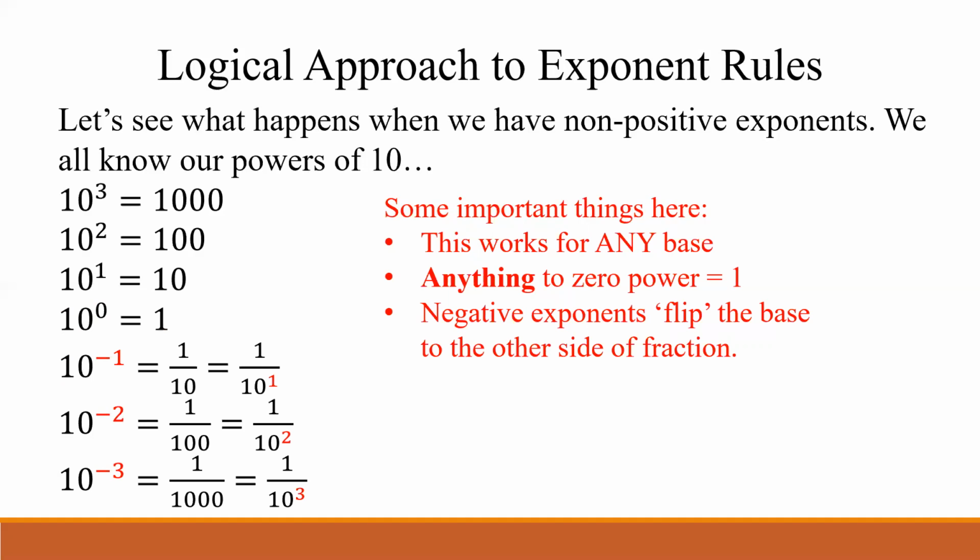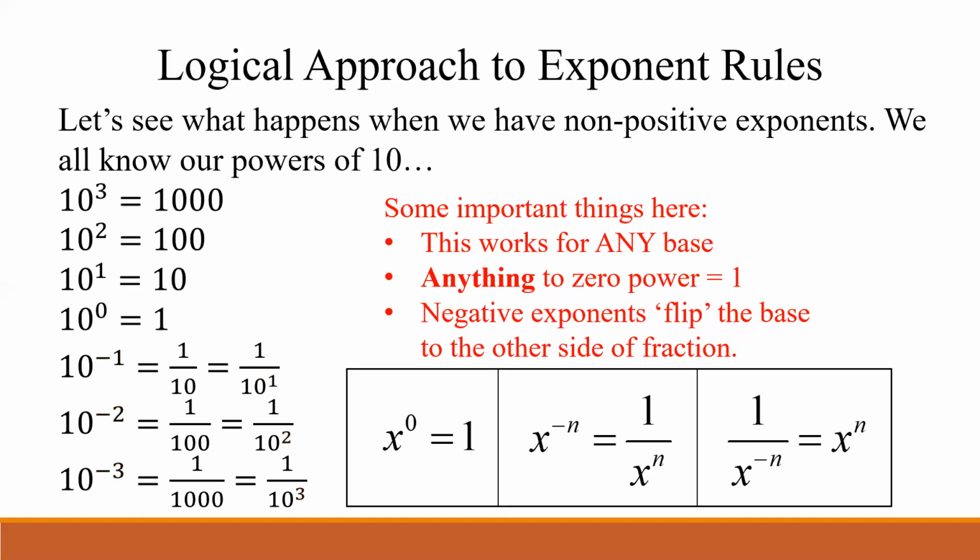So again, if you look into a textbook, this is what you're going to see here. Anything to the 0 is equal to 1. And any base to a negative exponent, we can just put that as 1 over the positive exponent. If you see a negative exponent in the denominator, then that means we can just bring it to the top as a positive exponent. Okay? That negative sign just flips it to the other side of the fraction.